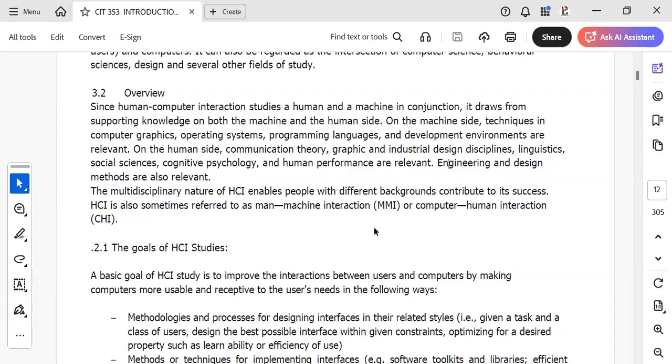Now, HCI is also sometimes referred to as man-machine interaction. We have other names in case you are asked in the exam. What are the other names for HCI? We have man-machine interaction, which is MMI, and we have CHI, which is computer-human interaction. Now, that is the overview of this course.